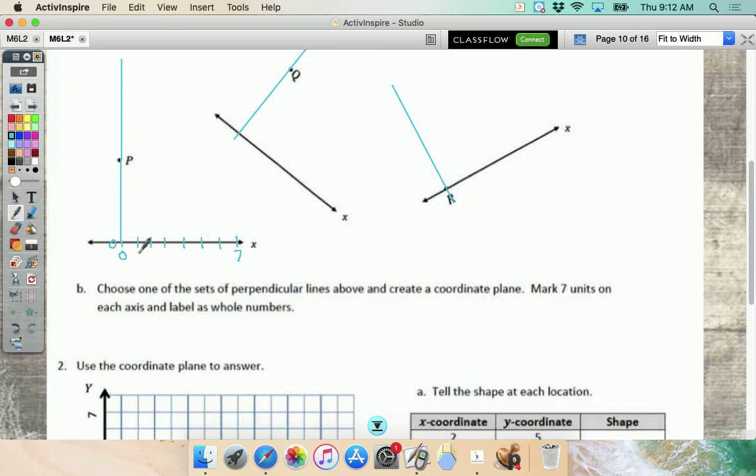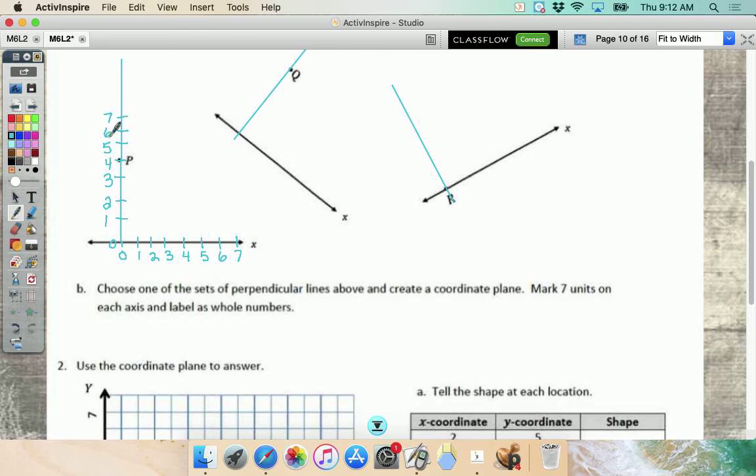And then label the whole numbers. And I don't think I'm going to go all the way to the end of the line I made. Maybe just like right here. And do 6 tick marks. Not perfect. Okay, so you have that done?